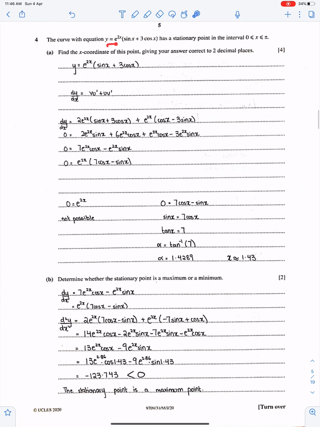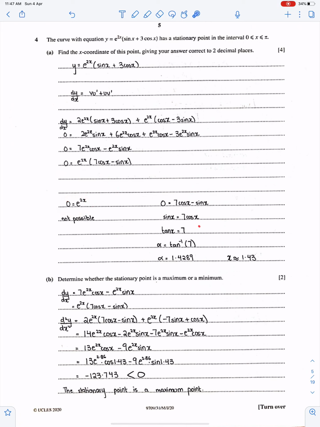This is UV. Find the x coordinate, a stationary point. So first you have to differentiate this through UV formula. UV prime, VU prime. So according to UV formula, you will get this thing. He used VU prime, UV prime, it's fine. And equate this to 0. Take e power 2x common. This is 0 and this is not possible because ln 0 is invalid.